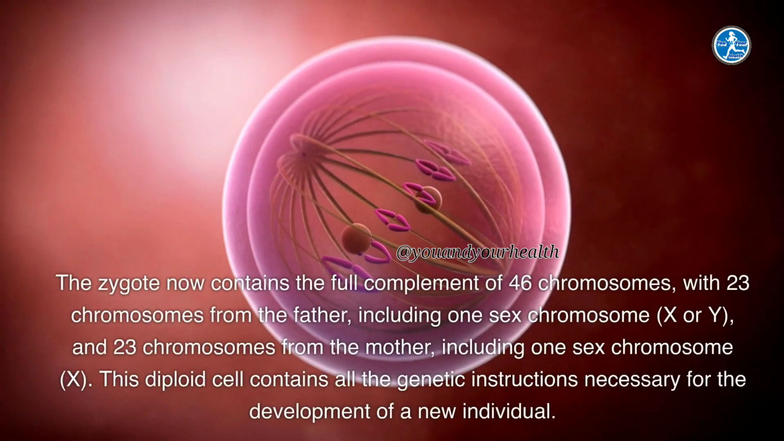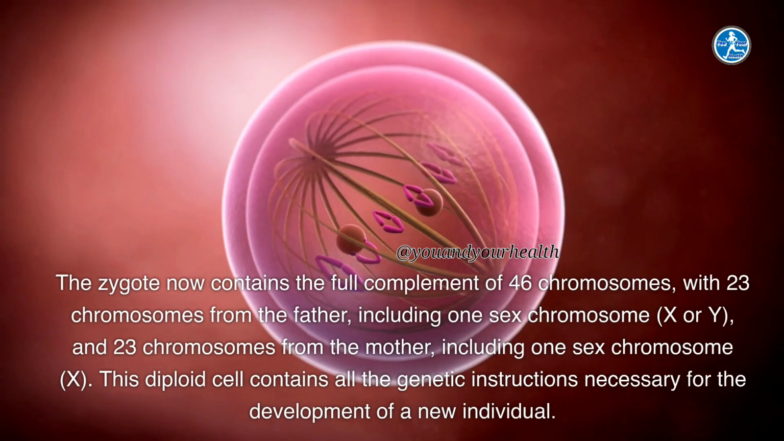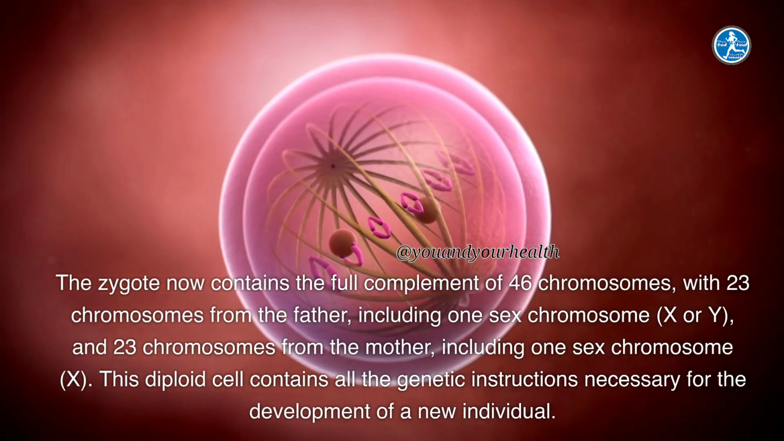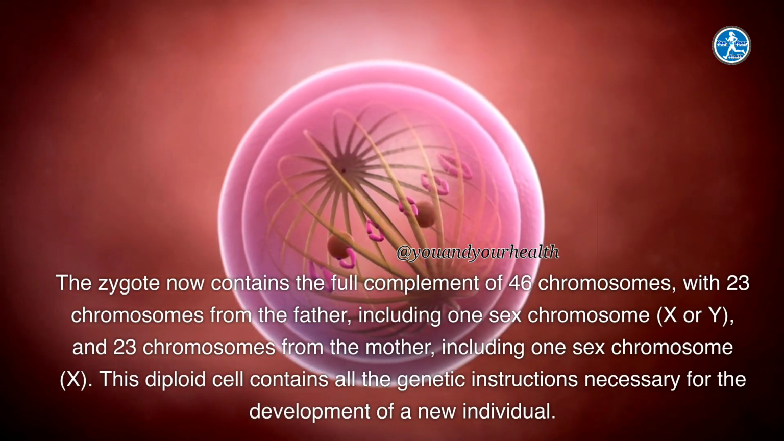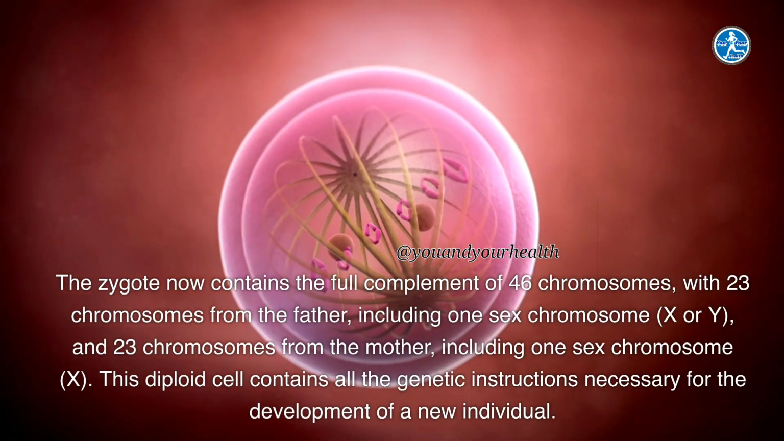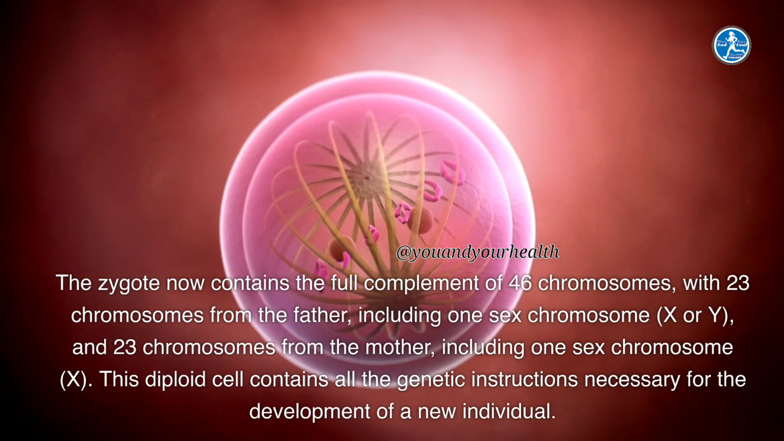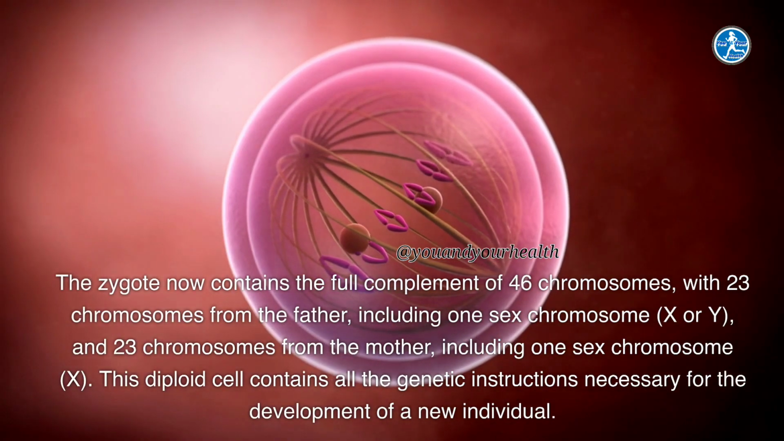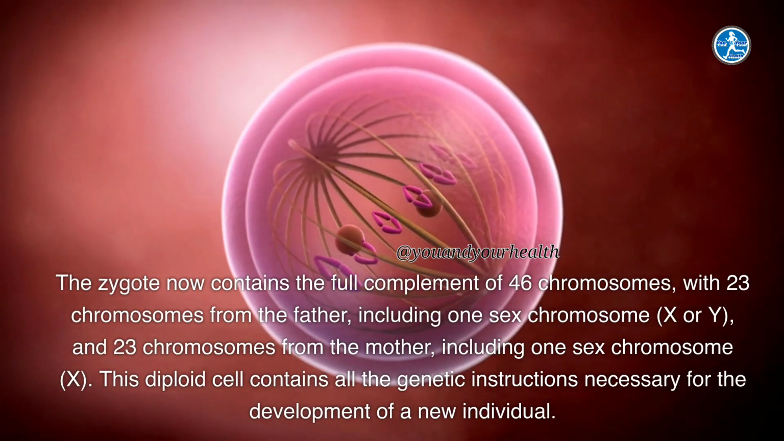The zygote now contains the full complement of 46 chromosomes, with 23 chromosomes from the father, including one sex chromosome, X or Y, and 23 chromosomes from the mother, including one sex chromosome, X. This diploid cell contains all the genetic instructions necessary for the development of a new individual.